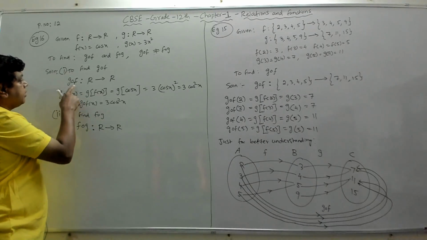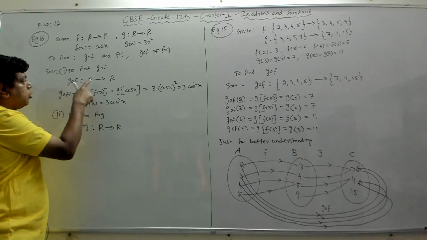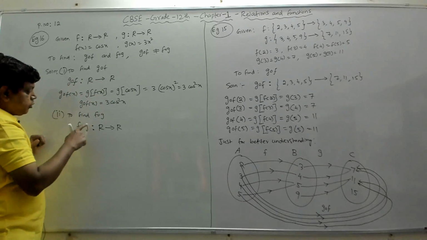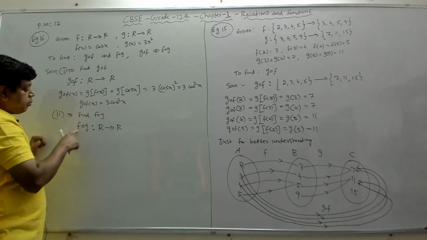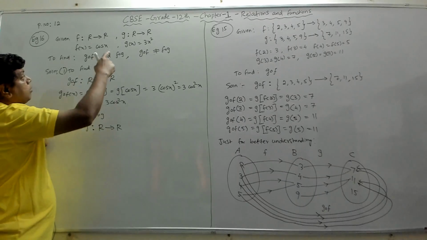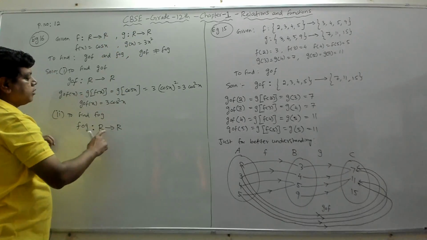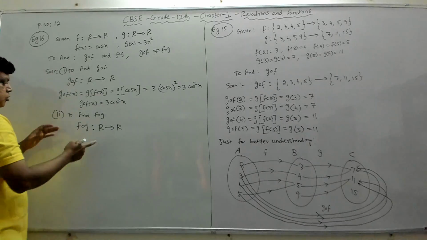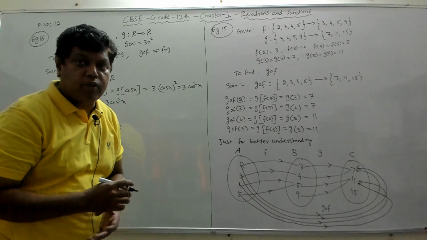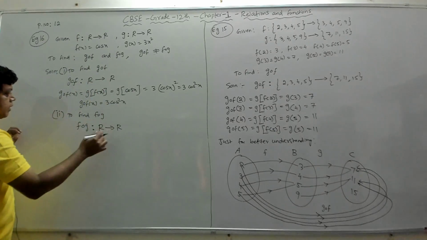Here it is from the domain of f to the codomain of g, that is your g of f. f of g will be from the domain of g to the codomain of f. The domain of g is R and the codomain of f is R, so it is from R to R. So we have defined which set the f of g function is from and to. That part is done.